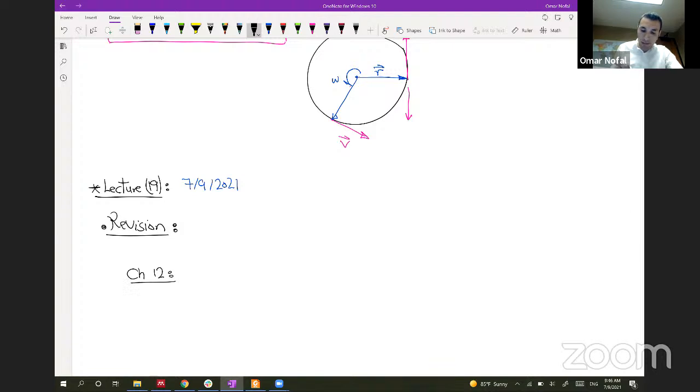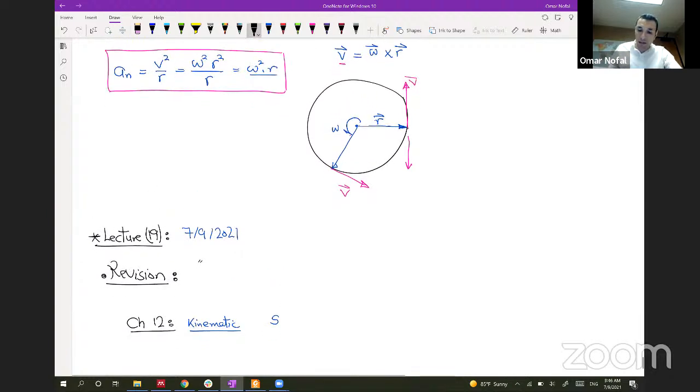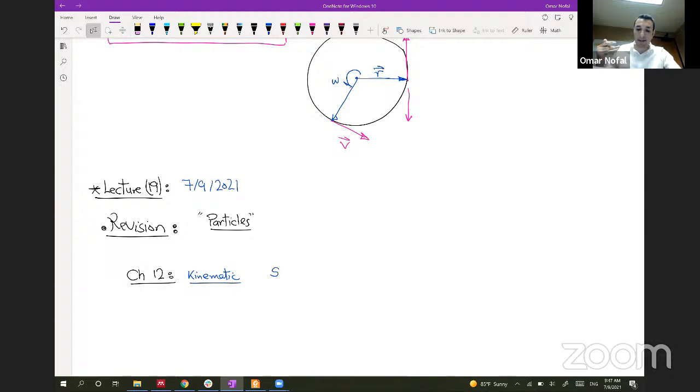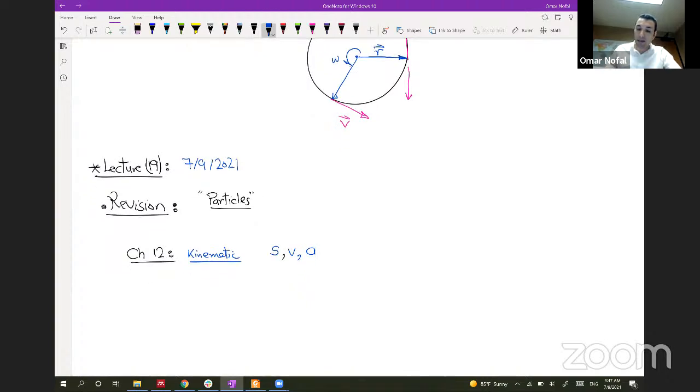And let's see what we have from chapter 12. In chapter 12, we were talking about kinematics, and when we talk about kinematics, we mean the position of a particle. All that we have taken so far is under the concept of the dynamics of particles, not rigid bodies. So we will be talking about the kinematics and the kinetics of particles. By the kinematics of particles, we mean the position, the velocity, and the acceleration of the particle. And we relate these three quantities.